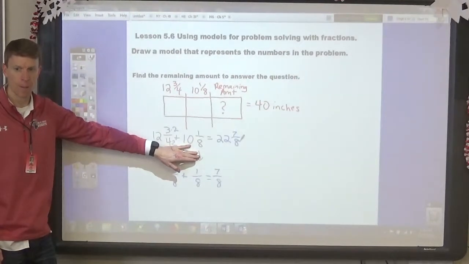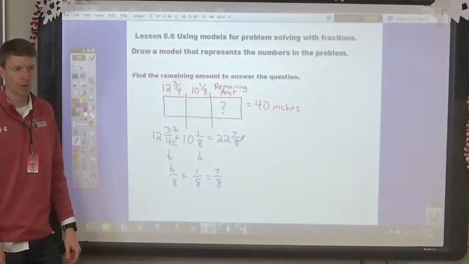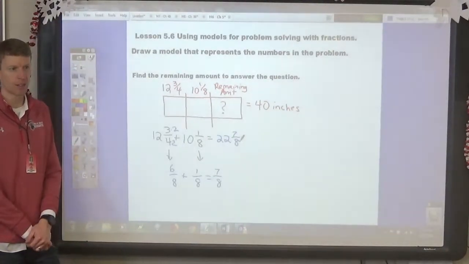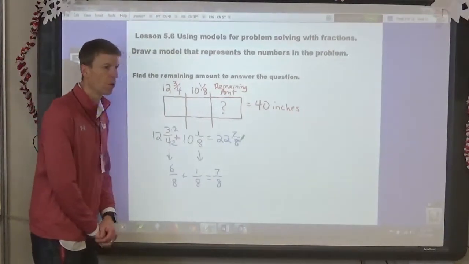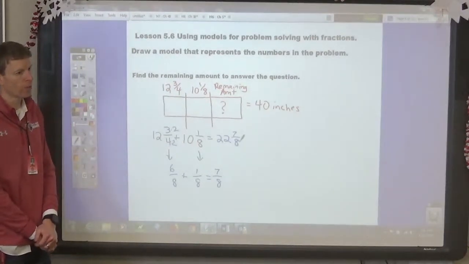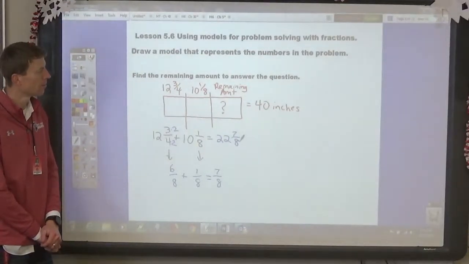Okay? Now, what's the remaining amount? What would we do to find the remaining amount? Tom? No, what would we do? You've got to answer my question. What would we do to find the remaining amount? You would fill in the 7/8 and then you would add 17.